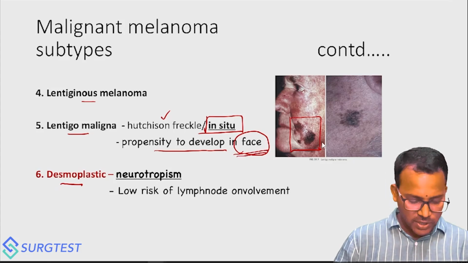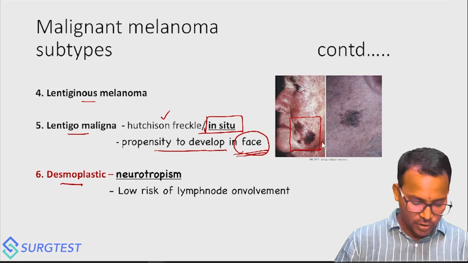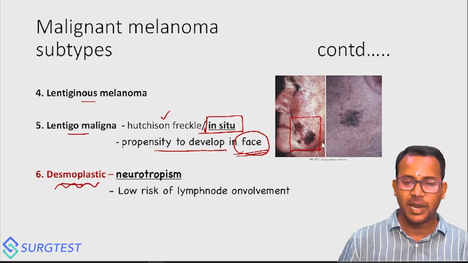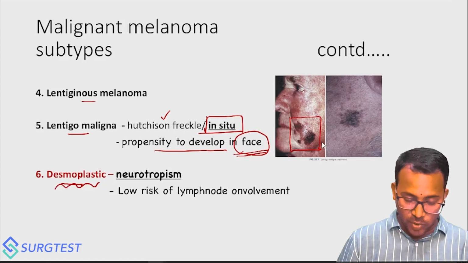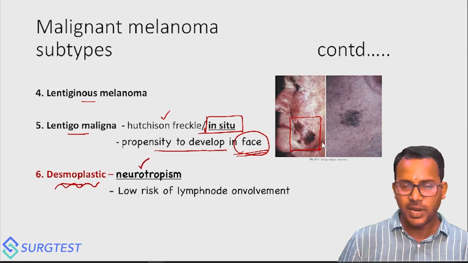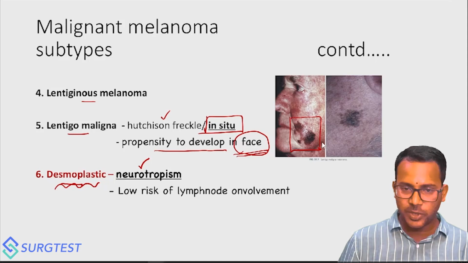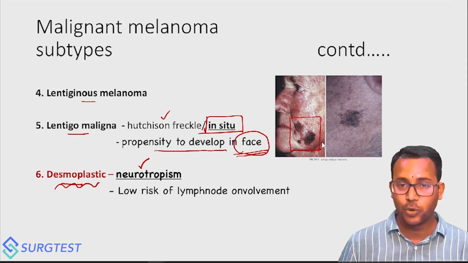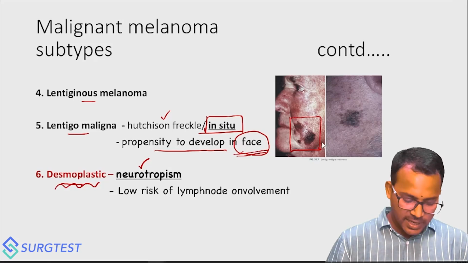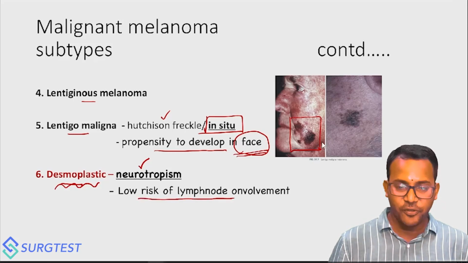Okay, the most important subtype that you have to remember is another subtype called the desmoplastic malignant melanoma. And the important point that you have to remember here is the neurotropism. So this desmoplastic malignant melanoma variety has neurotropism. So it has much more predilection to invade the nerves. However, it has a very low risk of lymph node involvement.